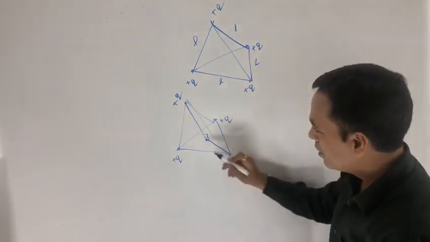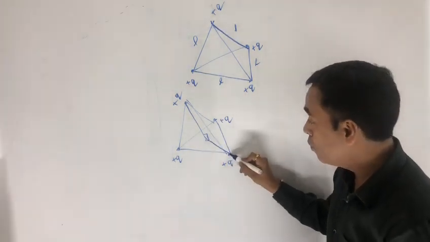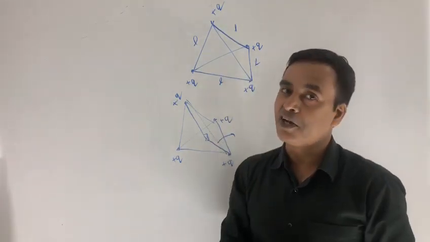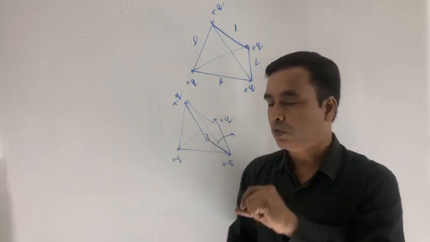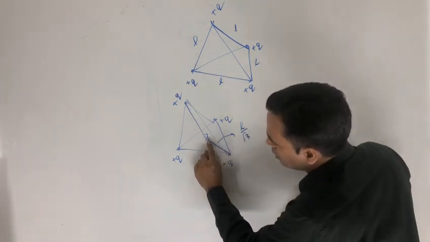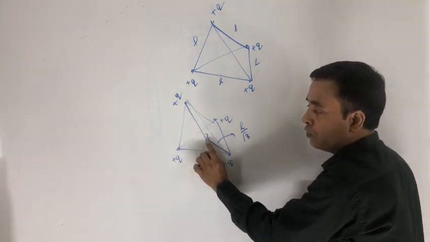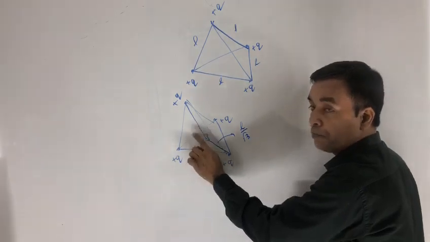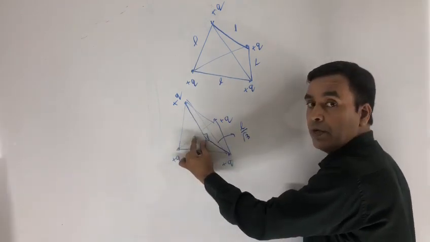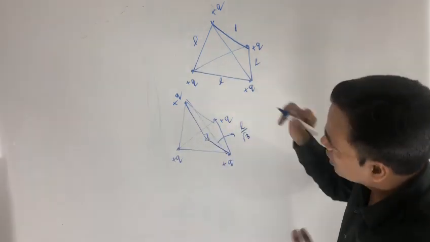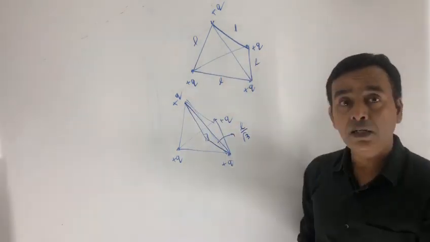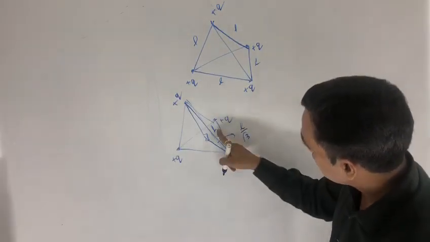Now tell me, the distance from the centroid to the vertex is called the circumradius of the equilateral triangle. And what is the circumradius? It is a by root 3, or we can say L by root 3. The perpendicular distance from the centroid to the side is called the inradius, which is L by 2 root 3, while the circumradius is L by root 3. If you join it, it is again side L.